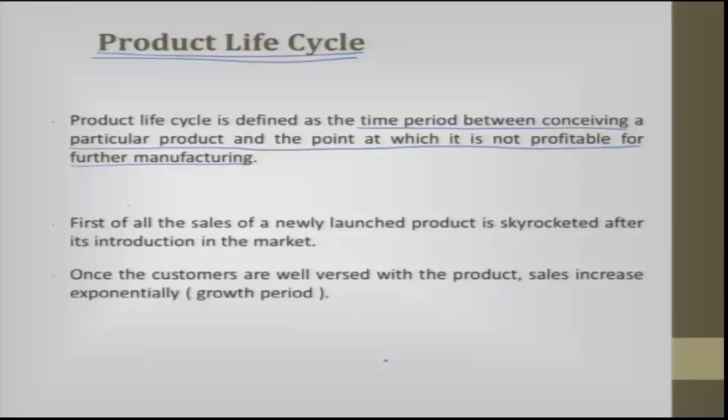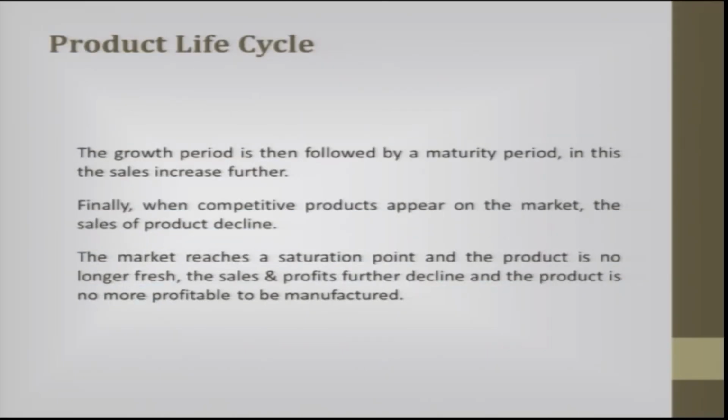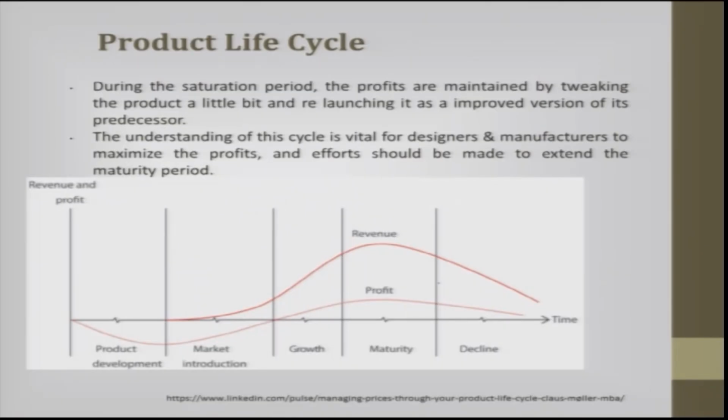If you want to understand in a little more detail, first of all, the sale of a newly launched product skyrockets after its introduction into the market. Once customers are well versed with the product, sales increase exponentially, and then they start to deteriorate. The growth is followed by a matured period with no further increase in sales. Finally, when a competitive product appears on the market, the sales of the product decline, the market reaches a saturation point and the product is no longer fresh. The sales and profit decline further, and the product is no longer profitable to manufacture. I have a cycle which talks about it.